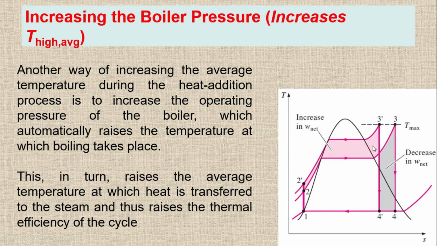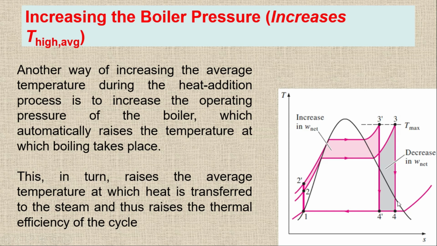So here again, the effect of increasing the boiler pressure on the performance of the vapor power cycle is given in this picture. Now we have two different colored portions, this colored portion and the portion like this one. So here, if you see, it means basically we will get a decrease in the W net.